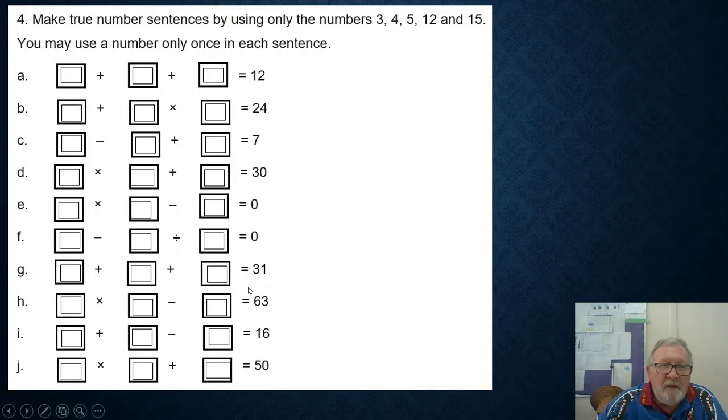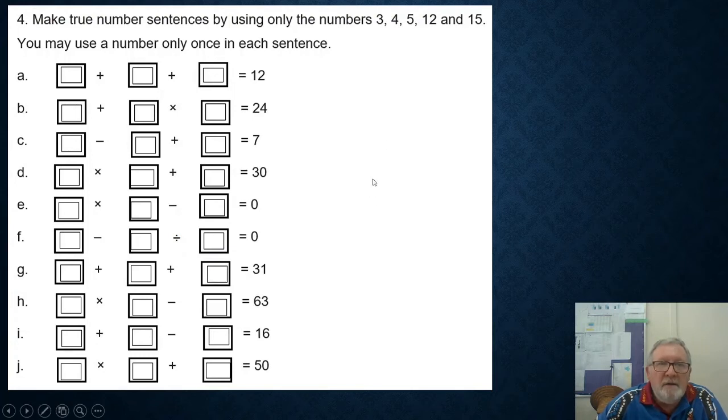If you are looking at this sheet, just check F says divide, because in an earlier printout I did, I had a times there, and that needs to be changed to divide. So just double check if you've got the right thing there.